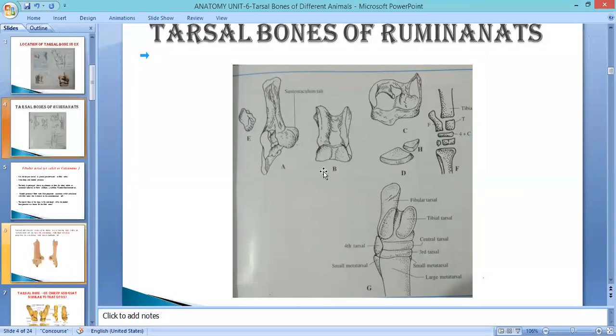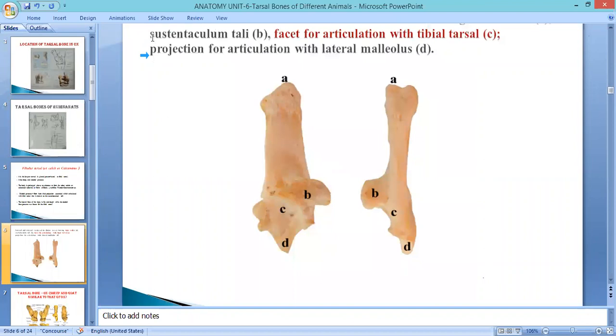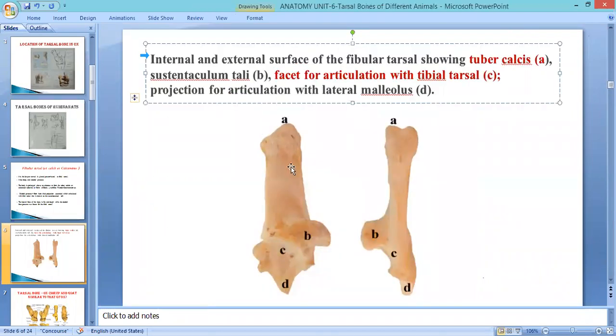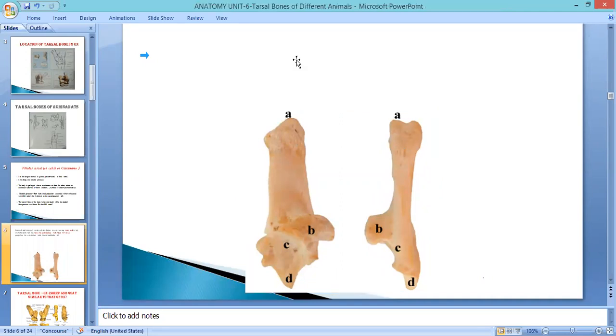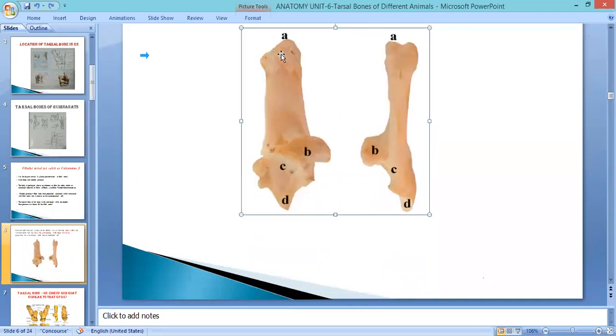So you see here, this is the fibular tarsal. First we see the pictures, later on we go to the theoretical points. In these bones, the fibular tarsal mainly contains 2 parts. One is the body, from here to here, and the other is the process. This is the body, and this is the process. In this case, the body proximally contains a tubular part. This is known as the tuber calcis.